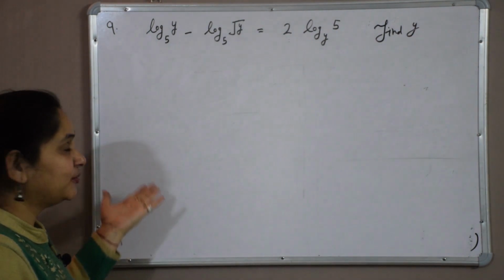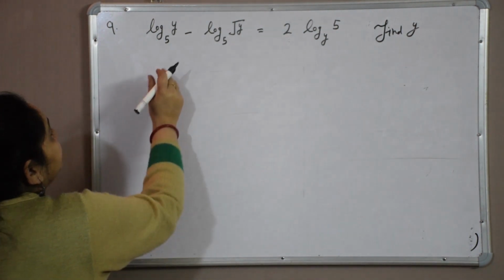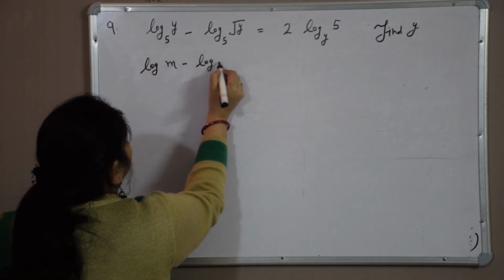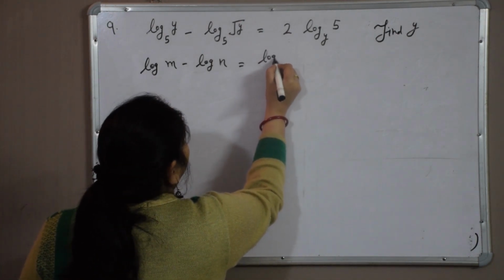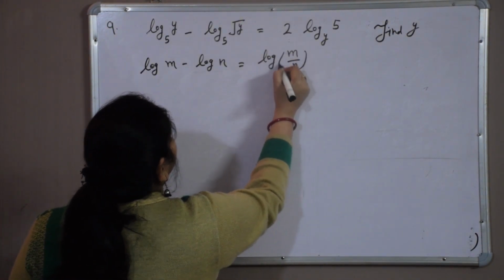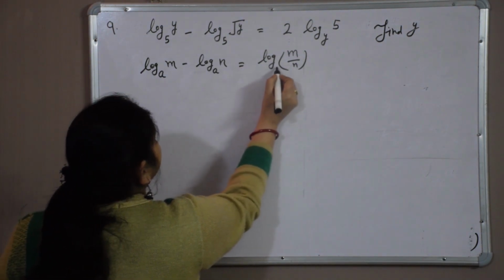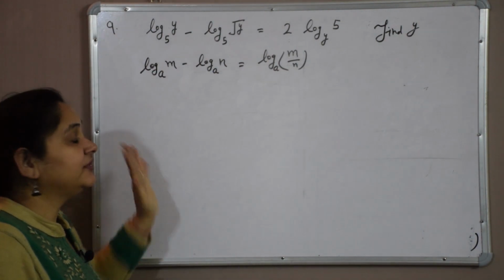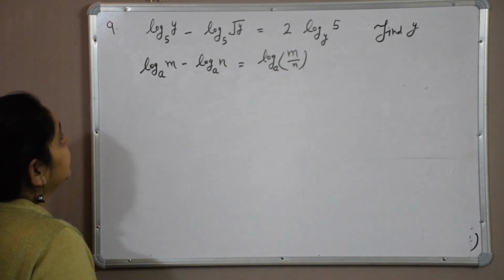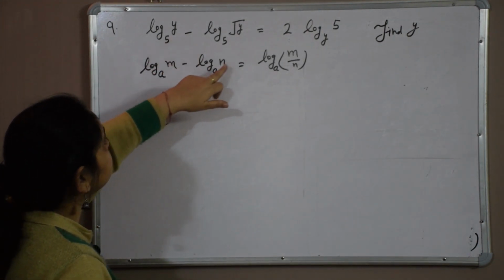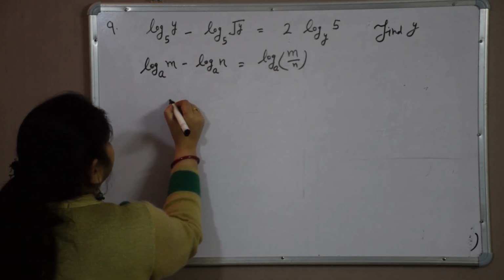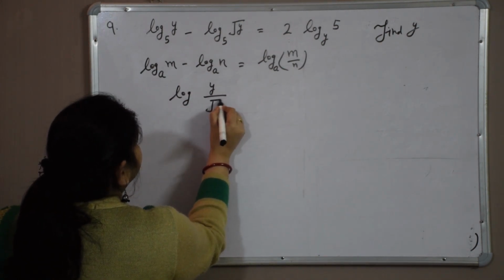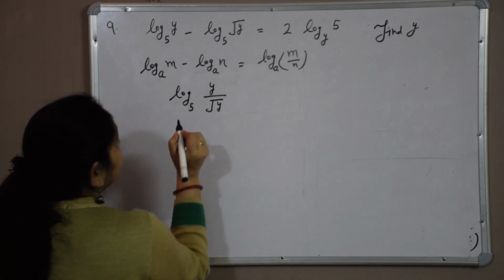So simply using the properties we can solve this question. Because log of m minus log of n is equal to log of m by n if they have the same base. Suppose we have the base a. We can use this property both ways, left to right and right to left. So we can write our given expression as log of y divided by root y to the base 5.